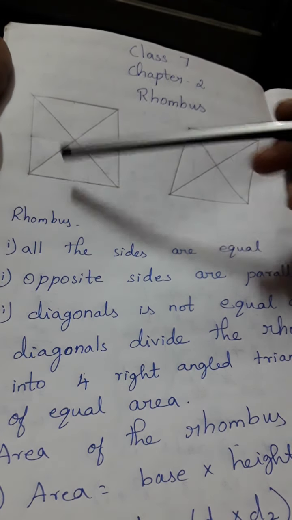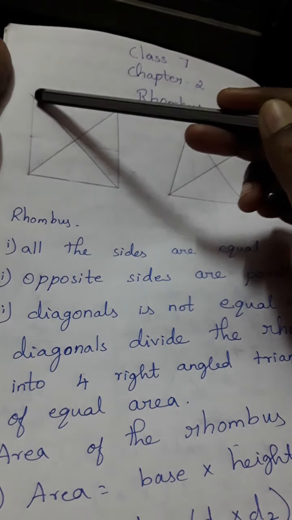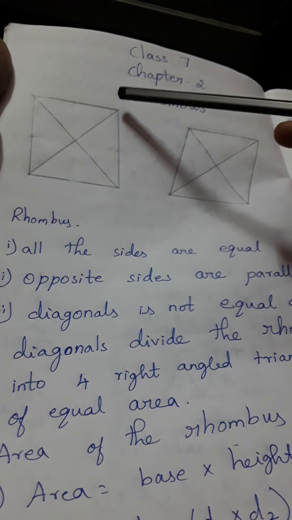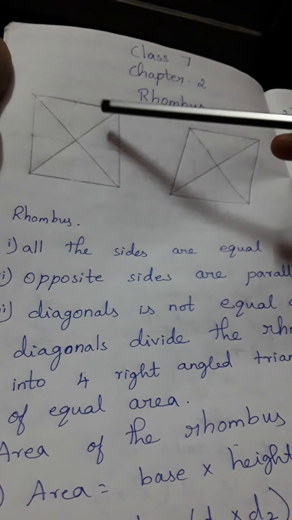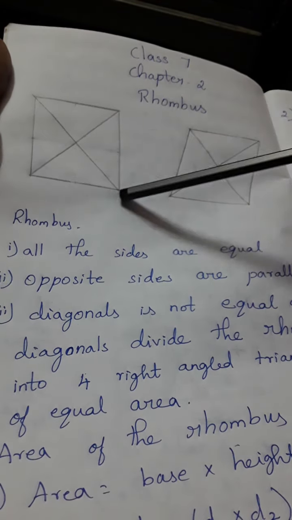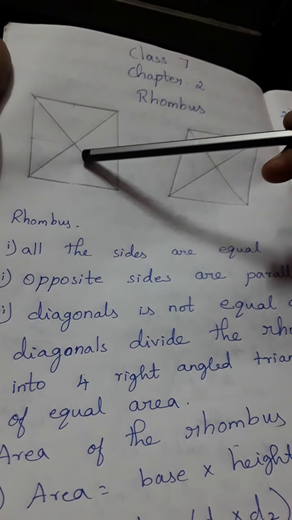All the sides are equal. What is a diagonal? The line joining two opposite corners is called a diagonal. So both the diagonals are also equal in a square.